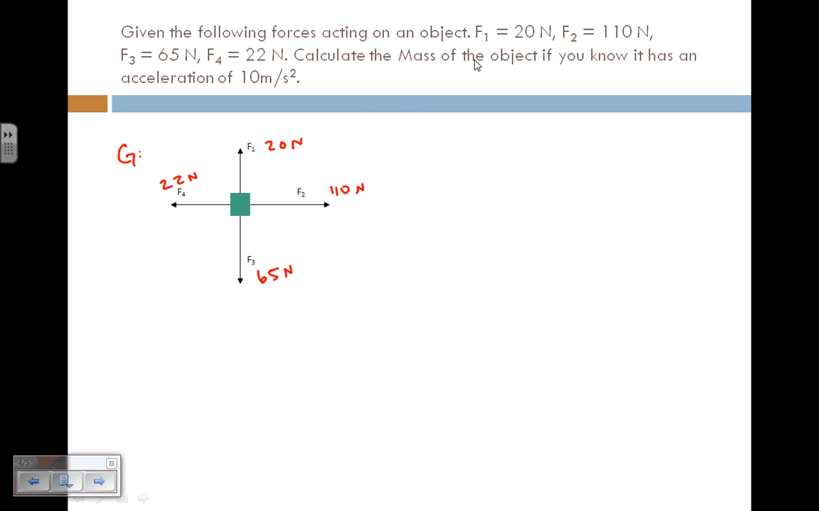They tell you to calculate the mass of this object if you know that it has an acceleration of 10 meters per second squared. So another bit of information here is that this object is traveling with an acceleration of 10 meters per second squared.